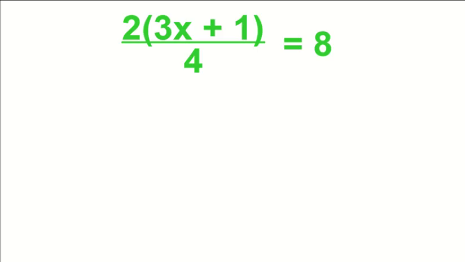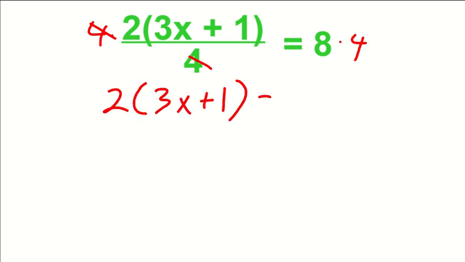Without Desmos, because this would probably be calculator inactive, there are still a few different ways we could do it. The way I would do it first, I would multiply each side by 4. I get rid of that denominator if I could, okay? So then I have 2 times 3x plus 1 equals 32. 8 times 4 gives me 32. All right, everybody go with that part?